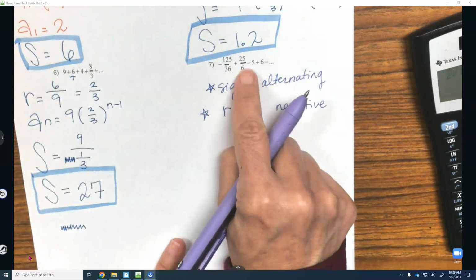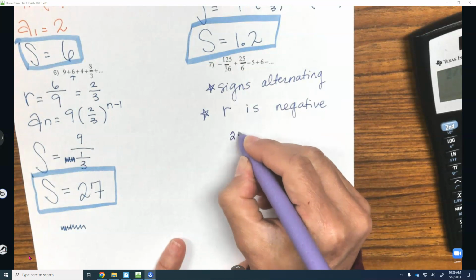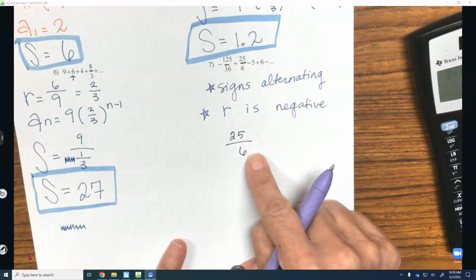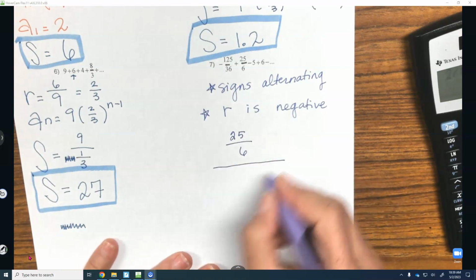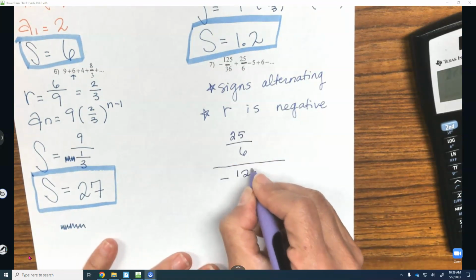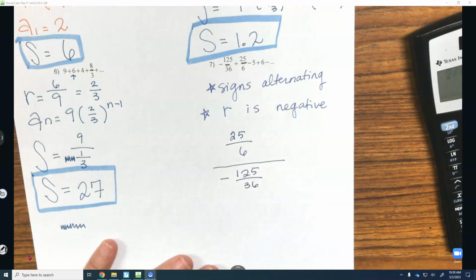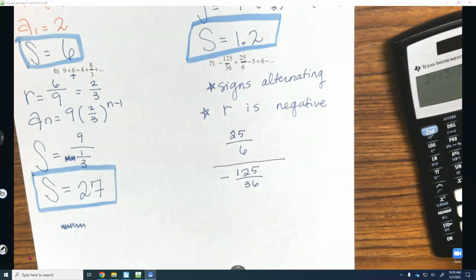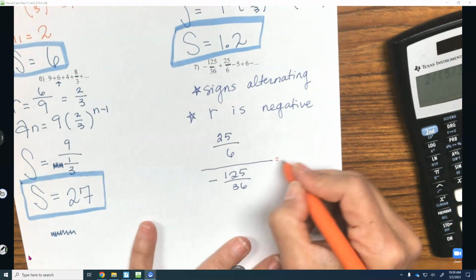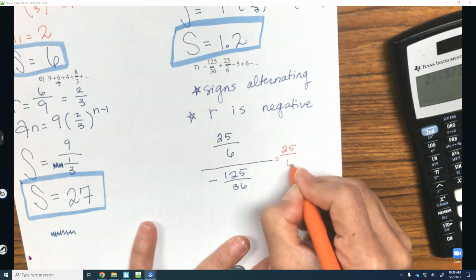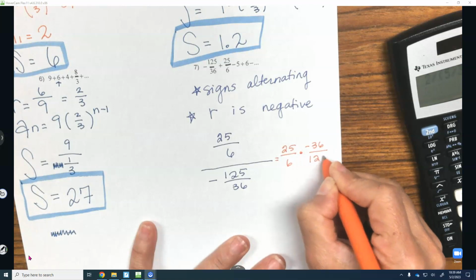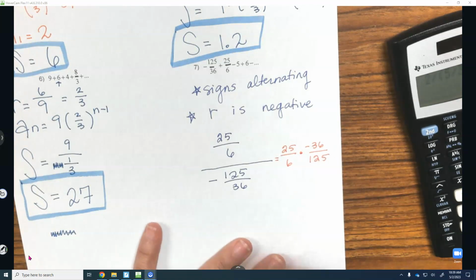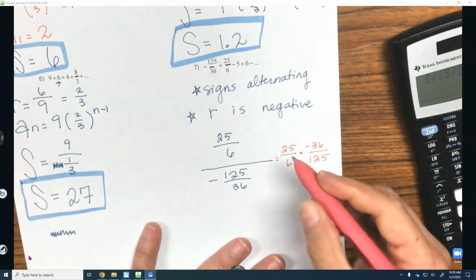I'm going to look at the second term here. The second term is 25 over 6. Now I'm going to divide it by the previous term, which is a negative 125 over 36. Y'all, I'm just going to use my fraction rules. I'm going to keep, change, flip. So this is 25 over 6 times a negative 36 over 125. Lots of cross-canceling that's going to happen, y'all.